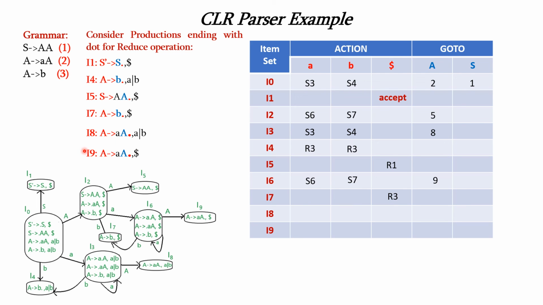Next consider I8. The production is A tends to AA dot, which is production number 2. The lookahead symbols are A comma B. So on the row I8 under columns A and B we write R2. And finally we have I9: A tends to AA dot. The production number is 2, and for item set 9 and the lookahead symbol dollar we write R2. Thus we have constructed the parsing table for the CLR parser. From this lecture we understood about CLR parsing. Thank you.